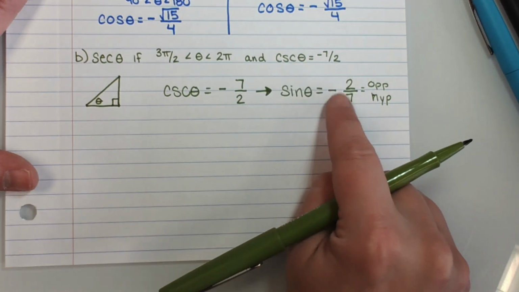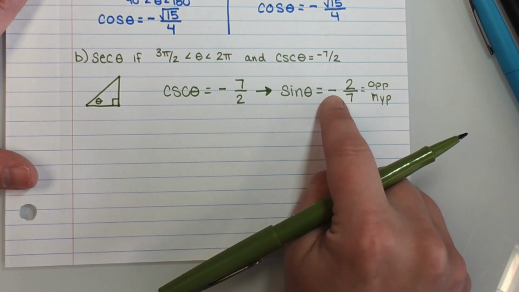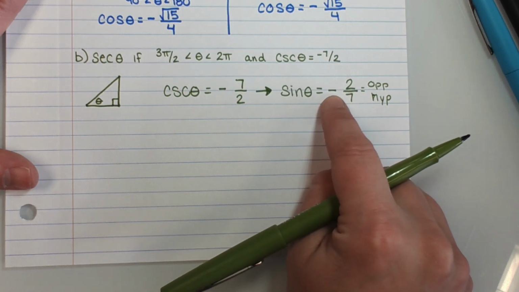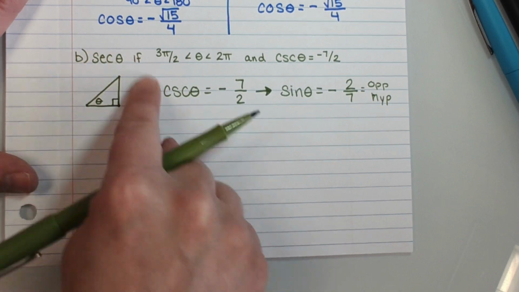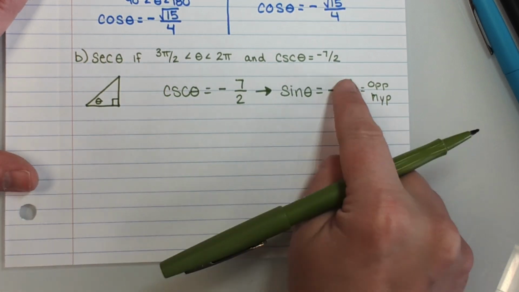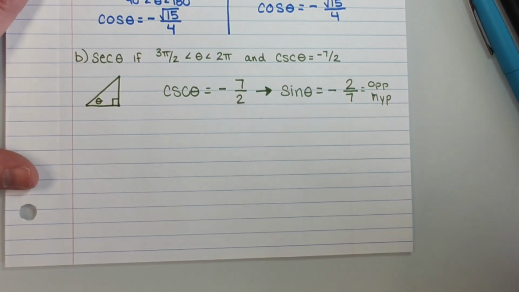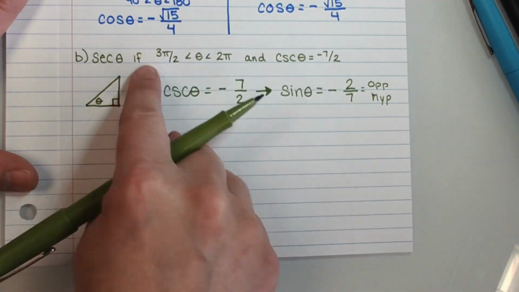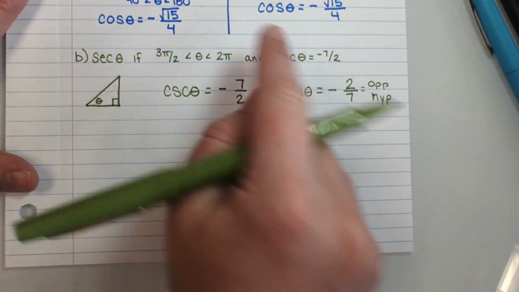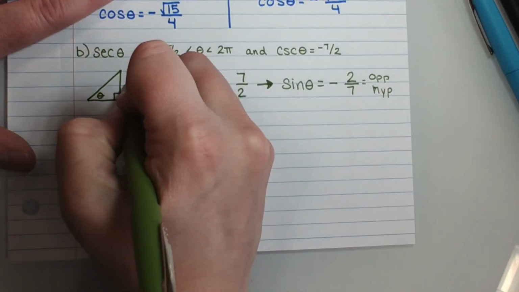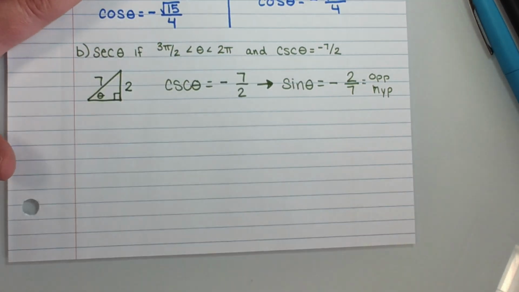Ignore the negative when you're doing this. You don't actually need it in the triangle. What you need is the numbers to get the third number, and then you do positive or negative based on this angle range. So leave the negatives off. Opposite is 2, hypotenuse is 7.